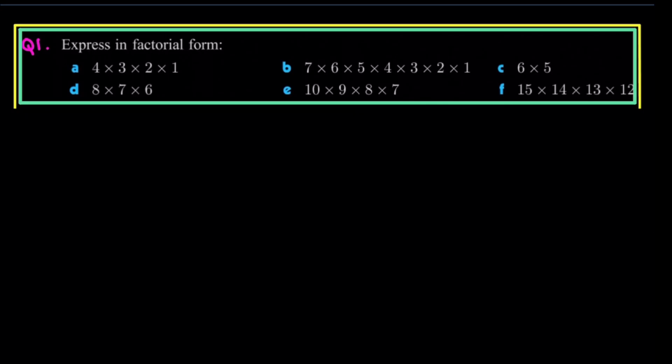Question 1. Express in factorial form. Okay, part A, 4 times 3 times 2 times 1. Well, that is just 4 factorial. Part B, we see 7 all the way down to 1, so that is going to be 7 factorial.